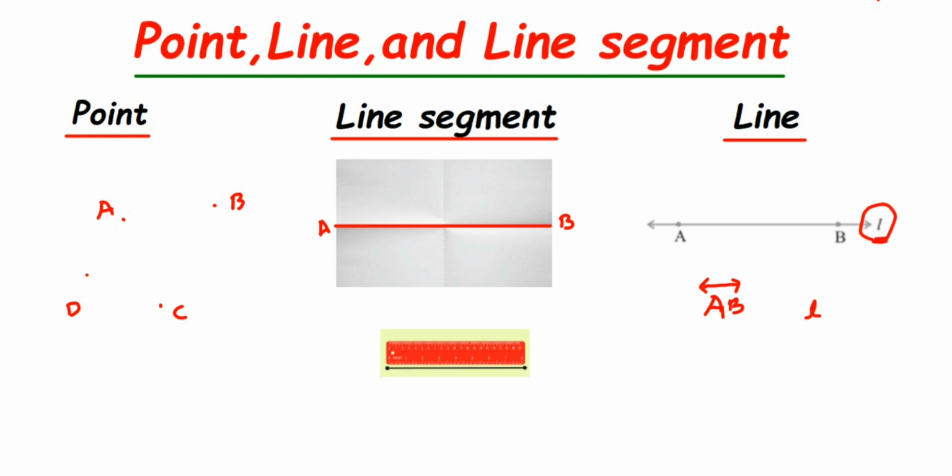So when you represent a line, you can represent it with a single alphabet, but that should be in lower case, right? Or you can represent it like AB or PQ, but on top you should write this arrow line. That's it. So what is a line? A line can be extended indefinitely in both directions, and it contains a countless number of points. But a line segment has a fixed number of points because its length is fixed, right? But in a line it is not like that.